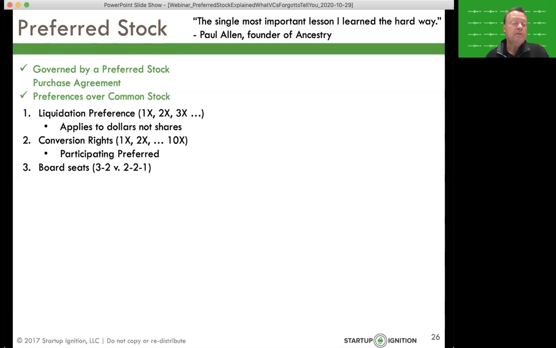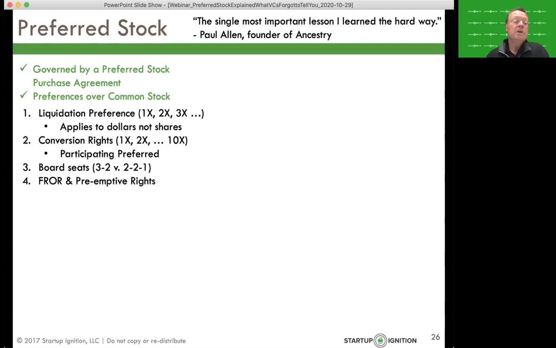For instance, 3 voted in by common, 2 voted in by preferred. This is important. If you relent and give up this negotiation item and go with a 2-2-1 board, you've now lost control of your company, and you could literally be fired from your company after going this route. So most entrepreneurs should fight to keep a 3-2 board. Sometimes you can't do that because you need the money and you want to do the deal, but it's important to understand what's going on.